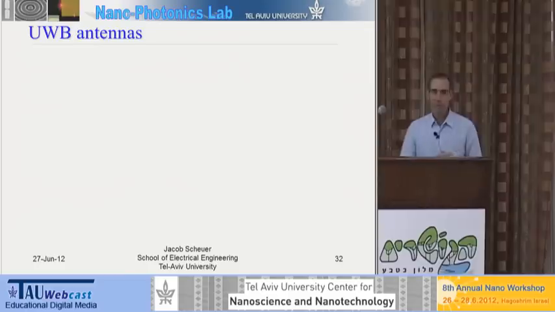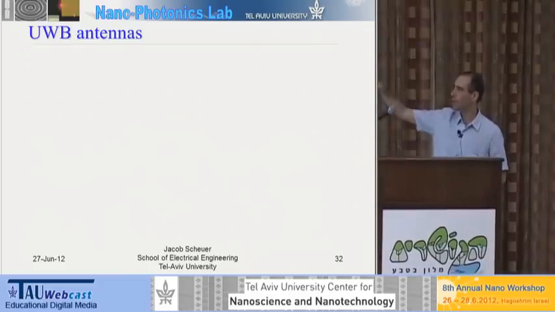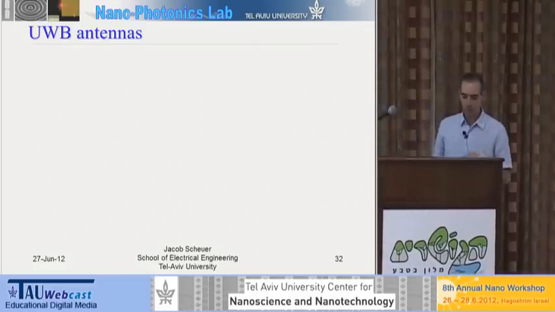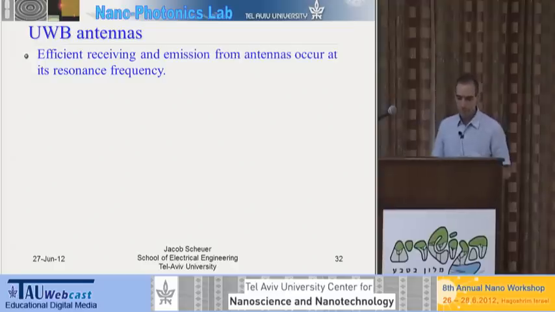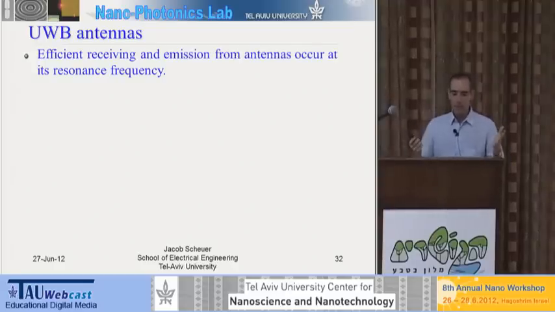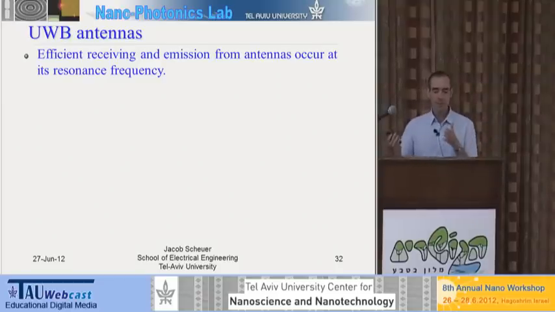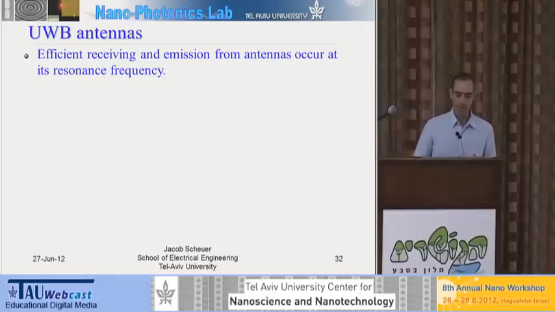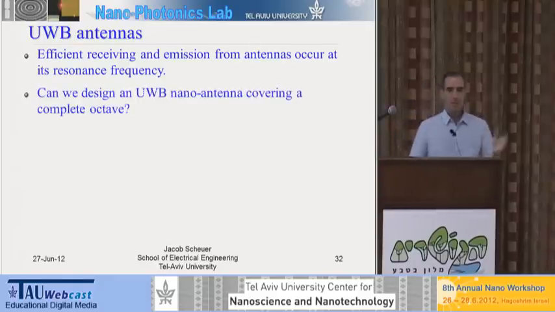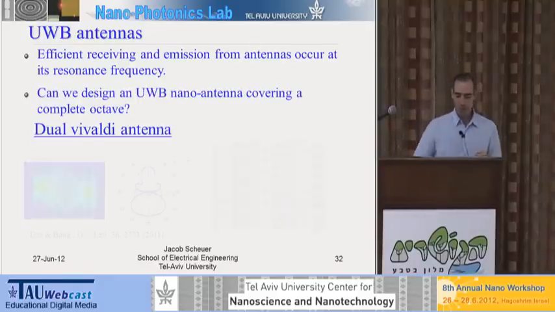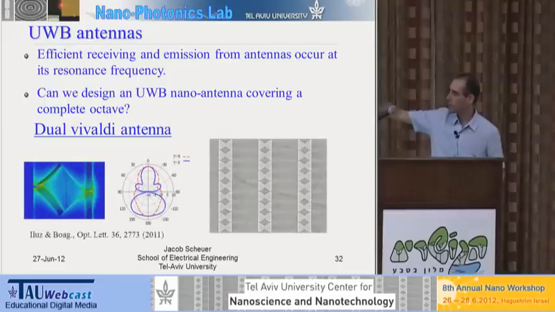So to do that, we started to look into the options of making extremely or ultra-wideband antennas. And the idea is the following. In conventional antennas, we get high efficiency only at the resonance frequencies. And there's no reason to think that an antenna would resonate at a frequency and this same frequency multiplied by two. So we need to design a new type of antenna, and the way you do that is by the following thing. This is work done by Zev and Amir Bog.